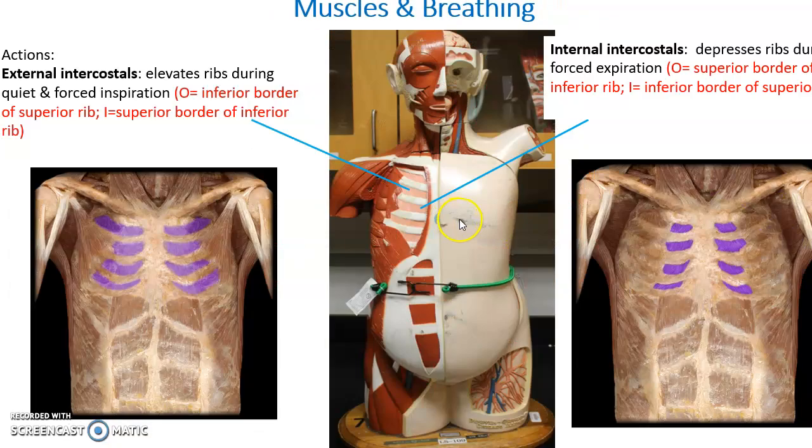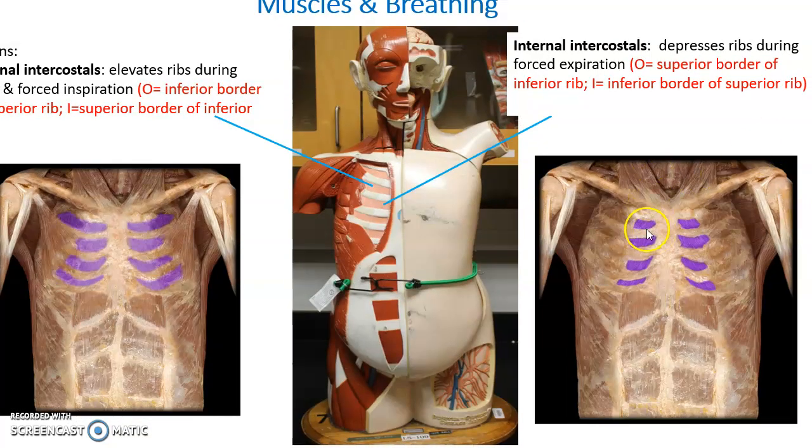Then we have the internal intercostals. They are deeper, further away from the surface. The internal intercostals have the opposite function. They depress the ribs, and they function primarily during forced expiration, when you're trying to breathe out hard to get lots of air out quickly. So their origin and insertion are reversed. Their origin is the superior border of the inferior rib. Their insertion is the inferior border of the superior rib, so that when they contract, they pull down on the superior rib, compressing the thoracic cage, allowing us to breathe out faster.